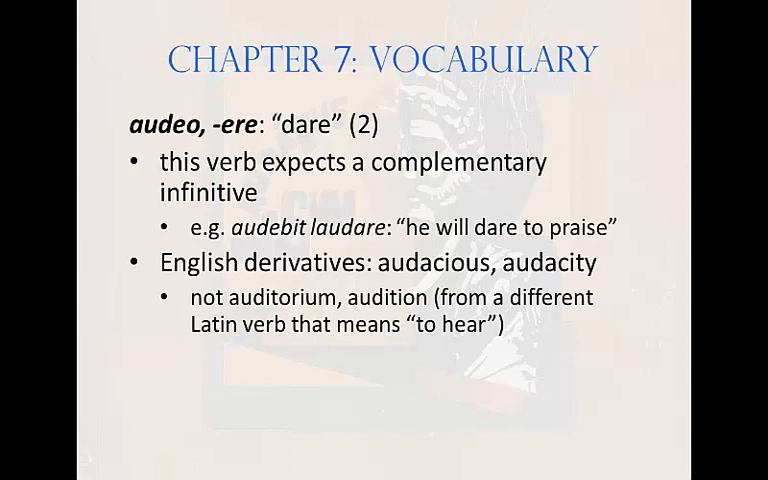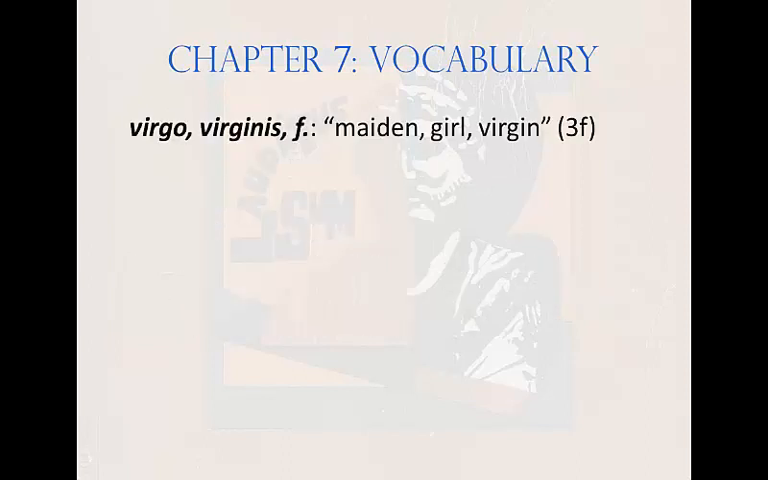The next word is virgo, virginis, feminine, meaning maiden, girl, or virgin. It's a third declension feminine noun. Let's see how well you've been listening to this presentation. What's the base of this word? Good. V-I-R-G-I-N, which you get by dropping the I-S from the genitive singular. I can hear the snickering from here.